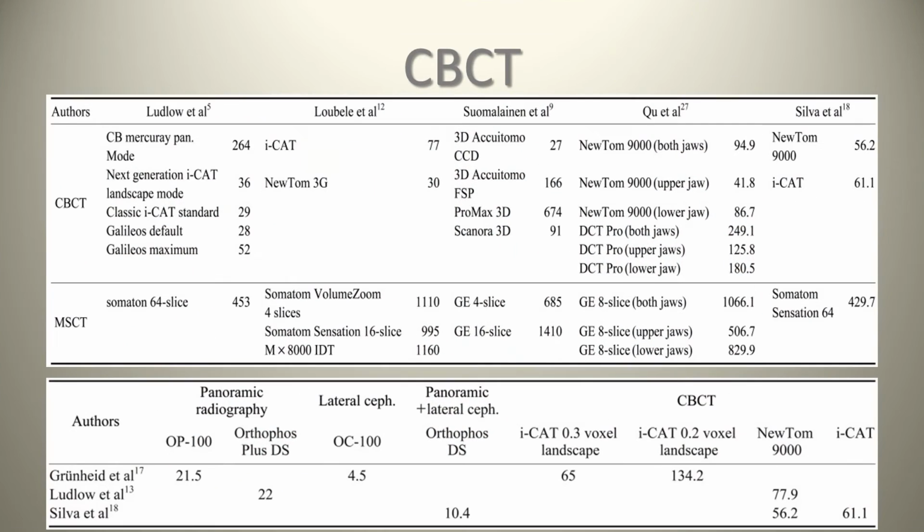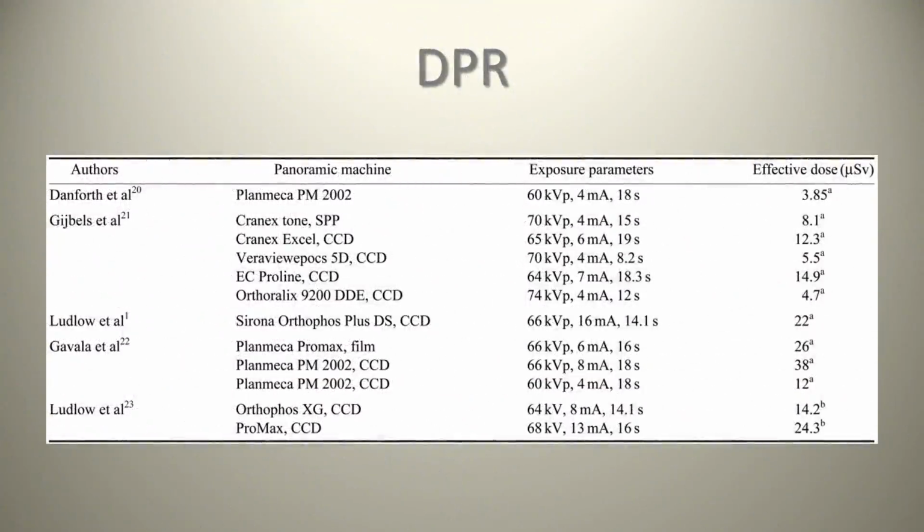So here's just a diagram or a chart depicting different types of cone beam CT scanners and the amount of radiation that was delivered as compared to a standard dental panorex and also to our standard periapical radiographs that we use for patients.